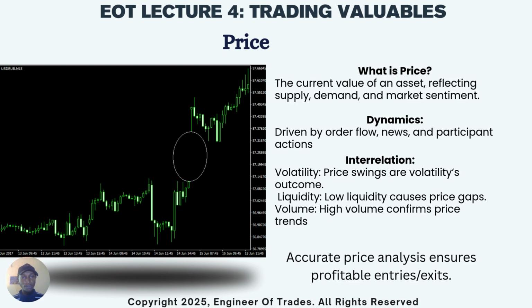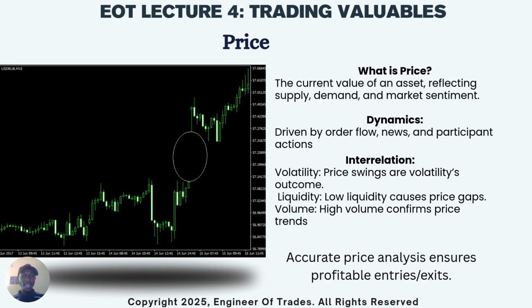Let us move forward. We look at the last trading variable, price. This is not something new. Everything in trading revolves around price. So what is price? It is basically the current value of an asset. And again, it is reflected by the amount of supply and demand in the market, and also the market sentiment, the perception from traders, or rather the different participants in the market. So just understand that price is basically the current value of an asset.